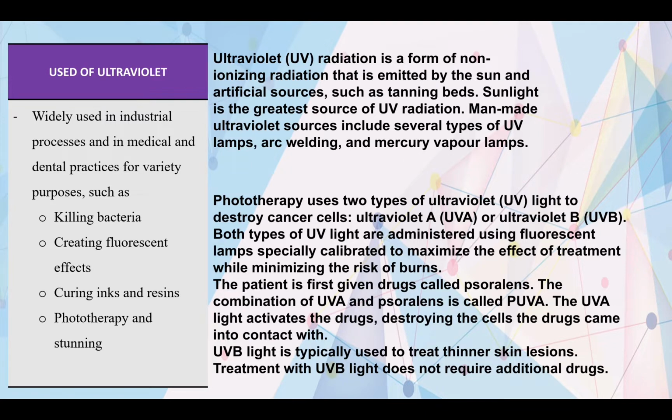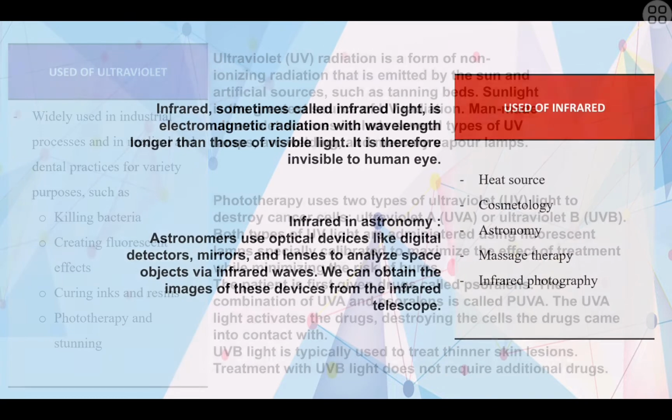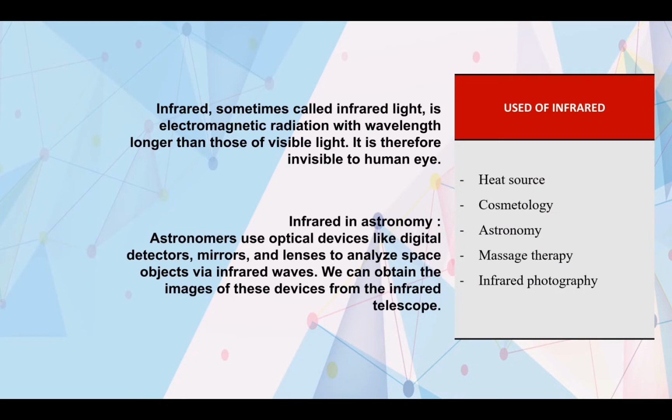UVB light is typically used to treat thinner skin lesions. Treatment with UVB light does not require additional drugs. Okay, next after ultraviolet, we will move on to infrared.